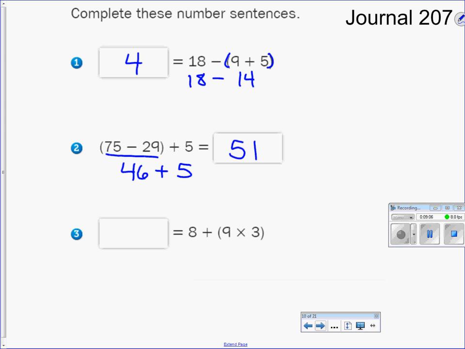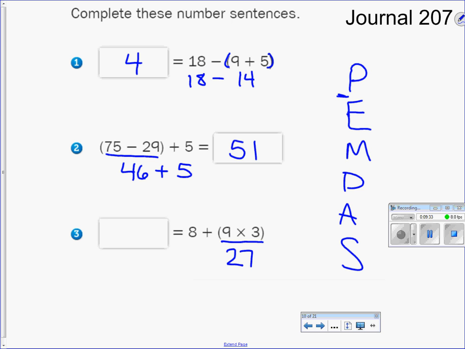Okay? And on my next one, here's my parentheses. So remember, my parentheses come first. And if you don't remember, please excuse, oops, sorry about that. Please Excuse My Dear Aunt Sally. So that tells me here I'm going to do my parentheses first. So 9 times 3 is 27, and 8 plus 27 is equal to 35. Or we could say 35 is the same as 8 plus 9 times 3.